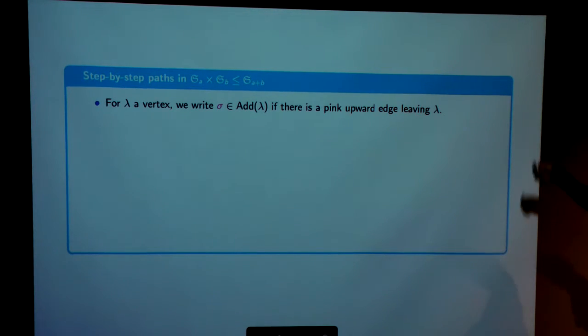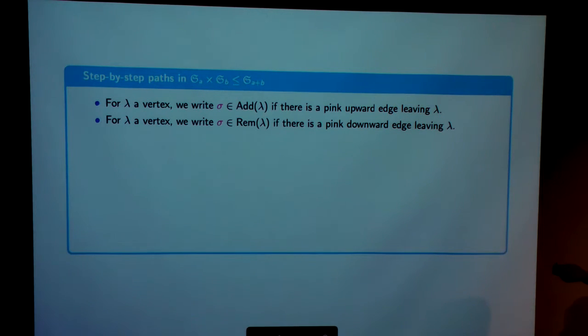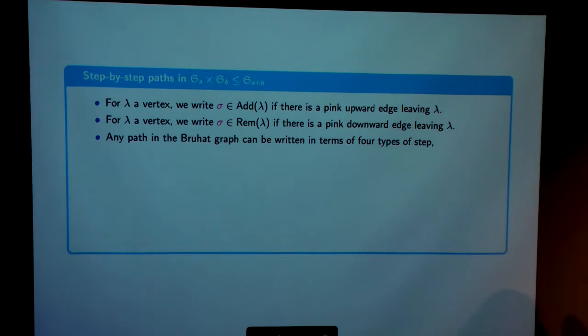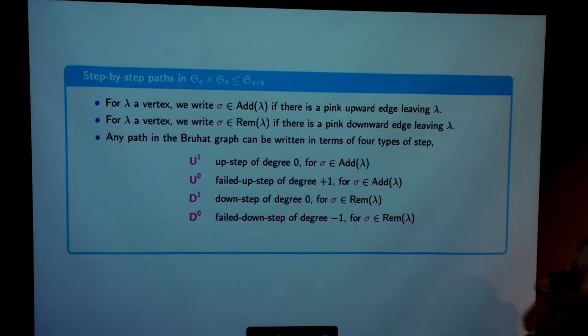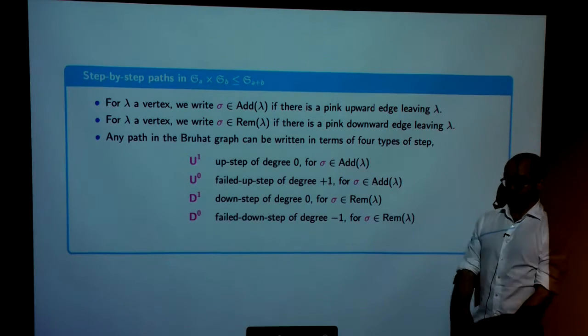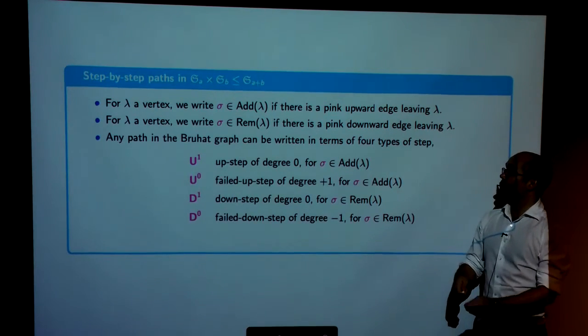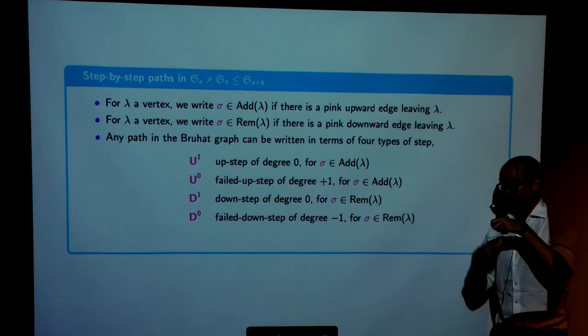So for lambda, a point in the graph, we're going to say that it has an addable node that is pink if there is an upward edge coming out of that node lambda, and it's pink. We say it's a removable node if the edge going out of lambda goes downwards. And then there are 4 ways to walk around in the graph. Namely, do go up, fail to go up, do go down, and fail to go down.